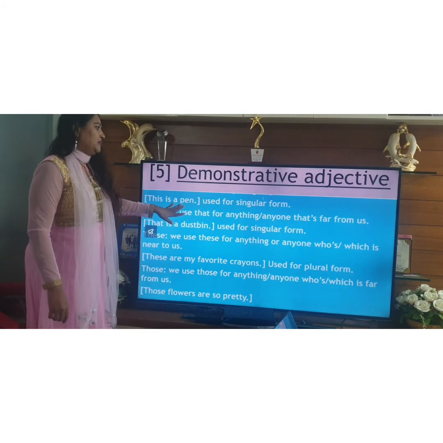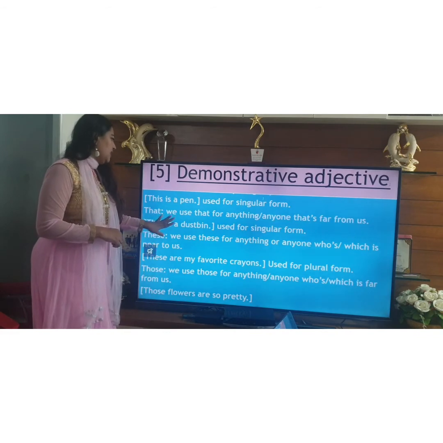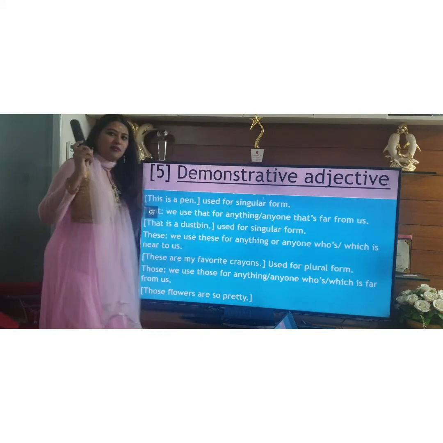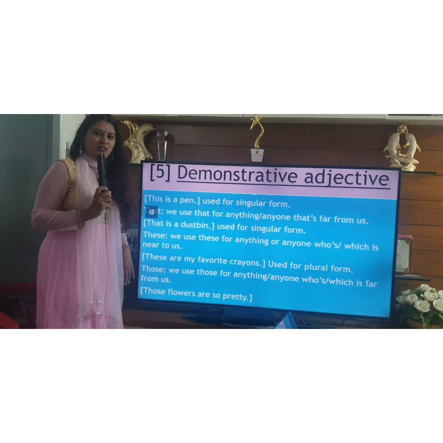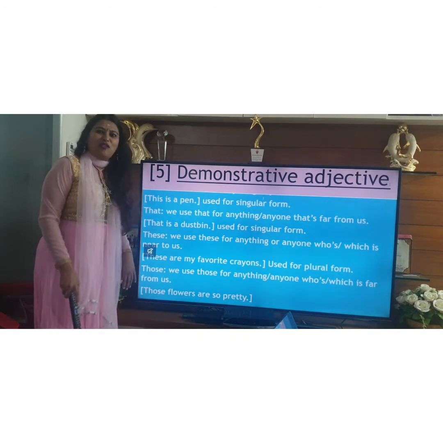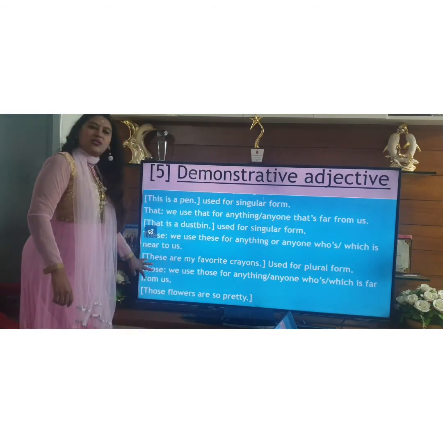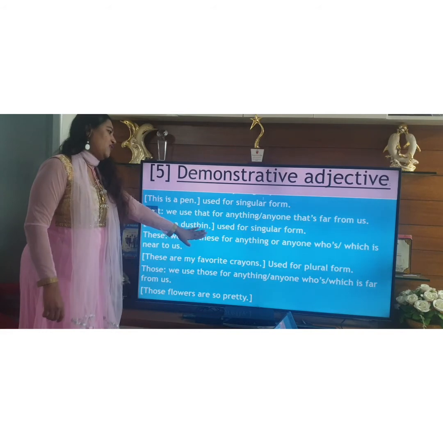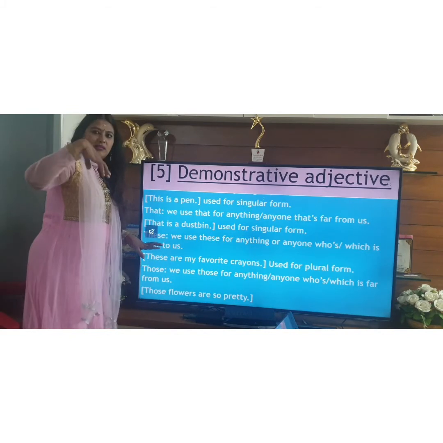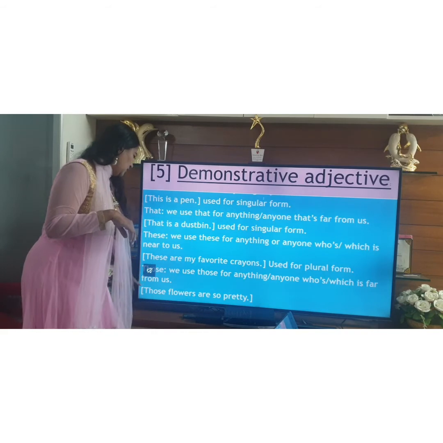This is a pen. It's used for a singular noun. This means it's near; I'm holding it. What is it? This is a remote. What's that? That's a camera which is on in front of me. It's away from me, so I'm using that. Those are plurals. We use those for anything or anyone who's away from us. But those and these are plural; it should be more than one.